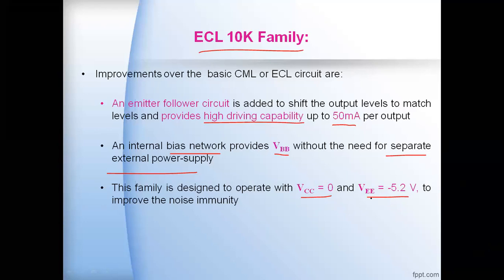So what is the significance of going with this minus 5.2 volts? It will improve the noise immunity. As I said, it has very low noise immunity levels, low noise margin levels. So they will be improved by taking this higher negative voltage of minus 5.2. So these are all the improvements for the ECL 10K logic family compared to a basic ECL or current mode logic.